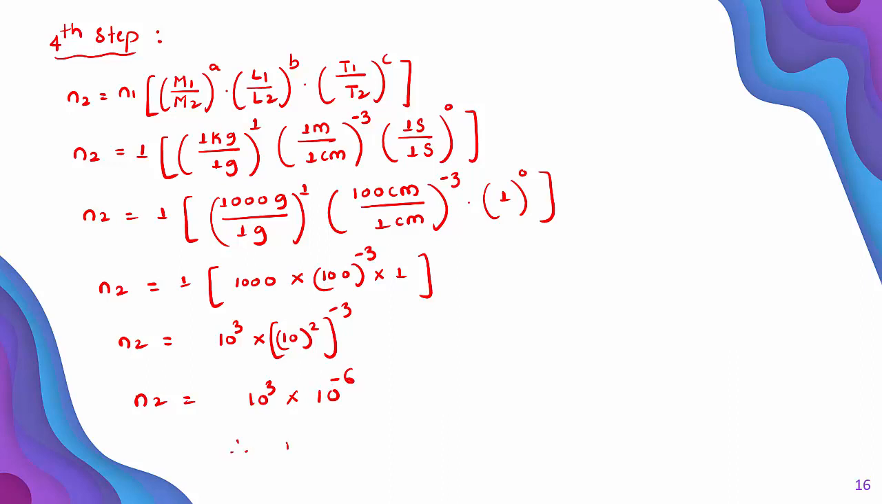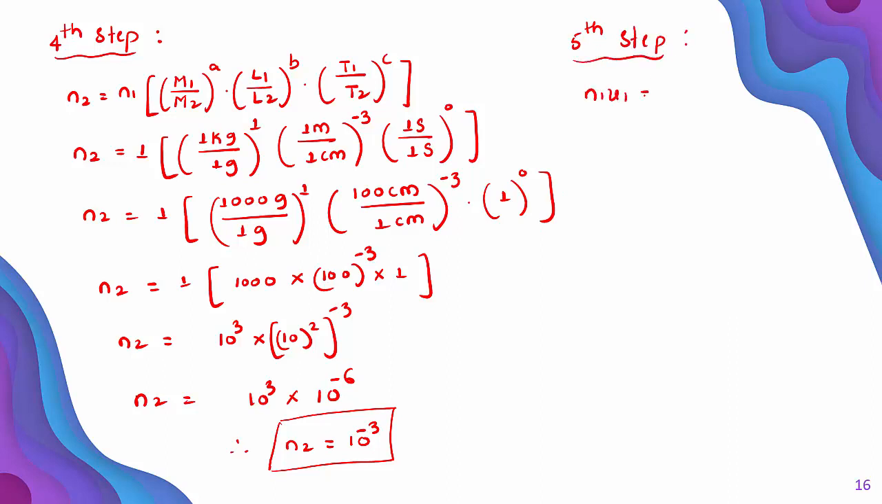So therefore N2 equal to, we can get, bases are same, powers are added. So we will get 3 minus 6 will be minus 3. What is the value of N2? N2 equal to 10 raised to minus 3. This is the fourth step. Then the last step is we have to write the fifth step.